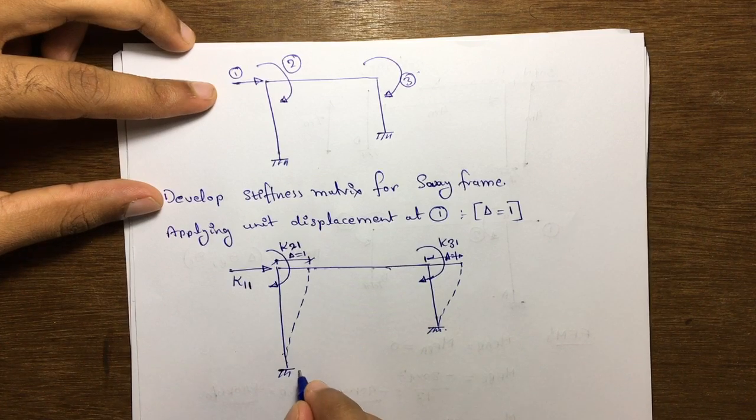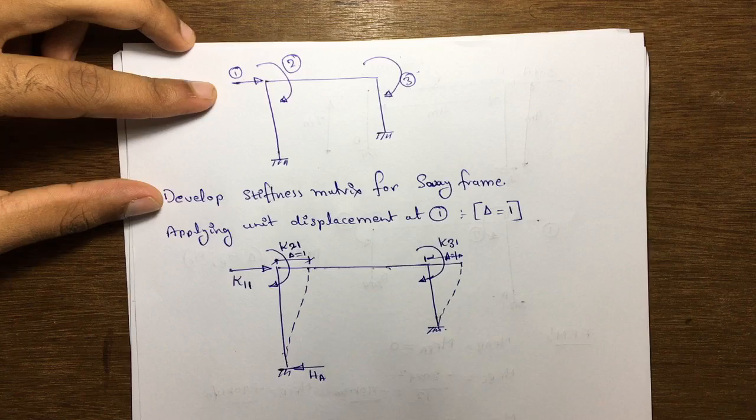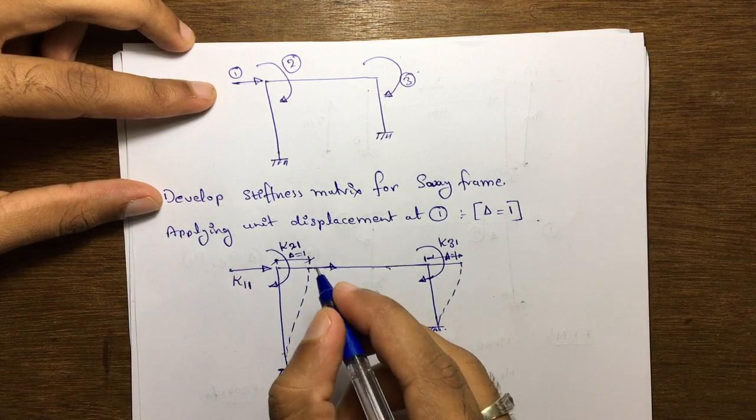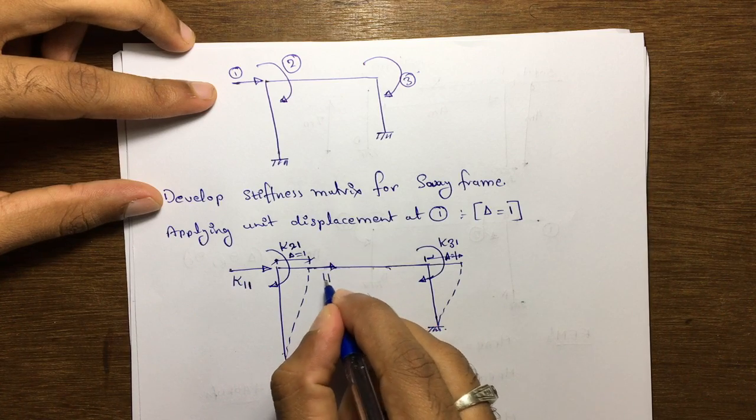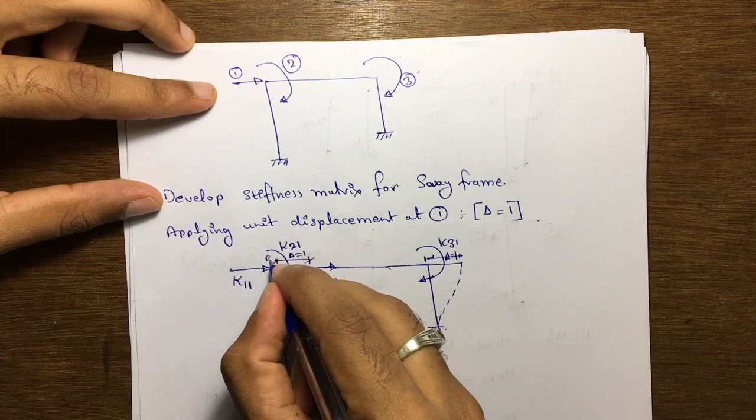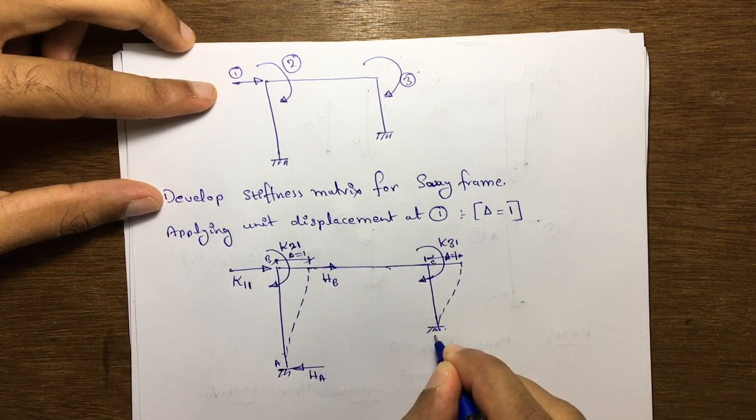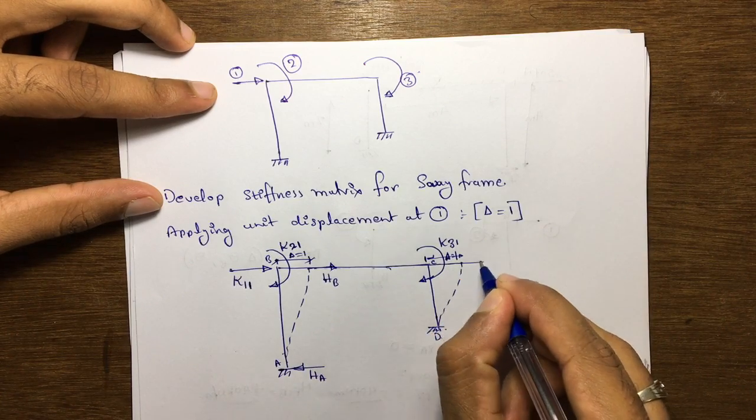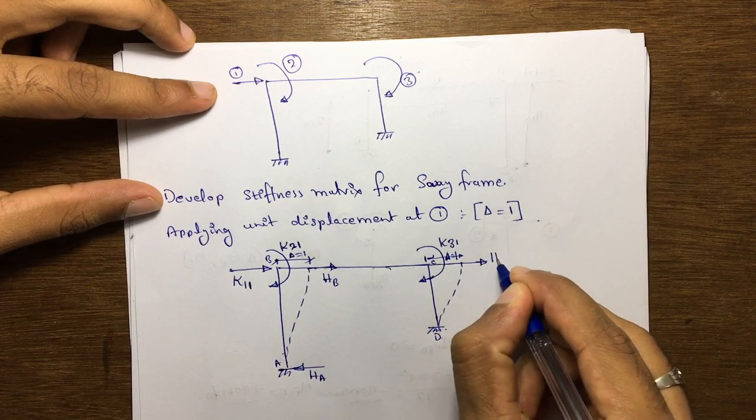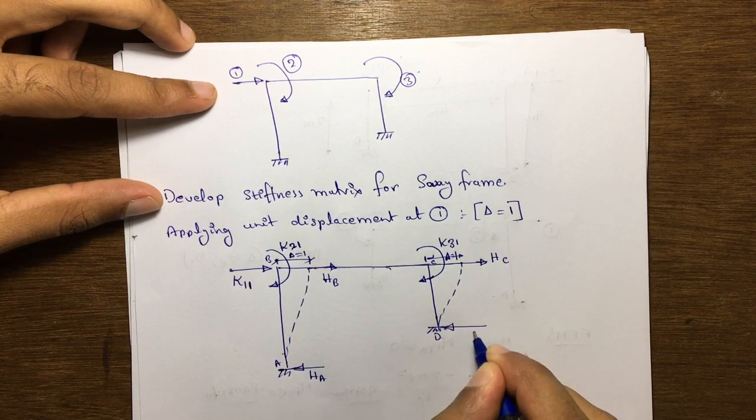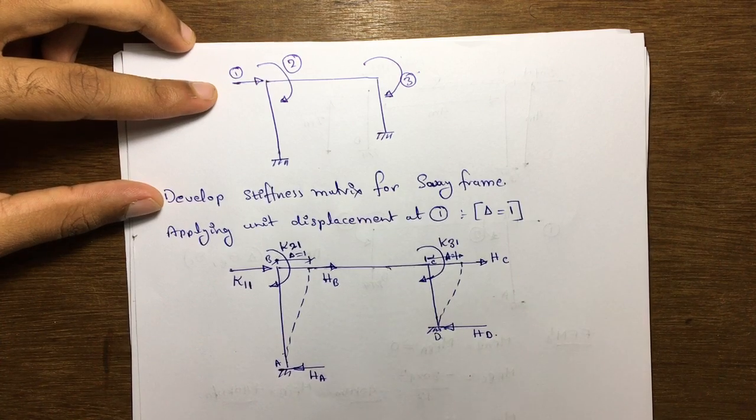So let us assume this is HA, the horizontal force. At the same time this is HB, because we have taken these as A, B, C and D. If this is HB, here HC, here HD.